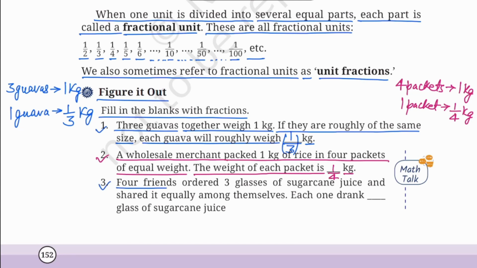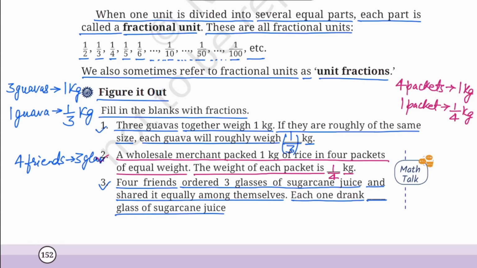3. 4 friends ordered 3 glasses of sugarcane juice and shared it equally among themselves. Each one drank dash glass of sugarcane juice. 4 friends have 3 glasses of sugarcane juice. Then one friend will have 3 upon 4 glasses of sugarcane juice. The answer is 3 upon 4.